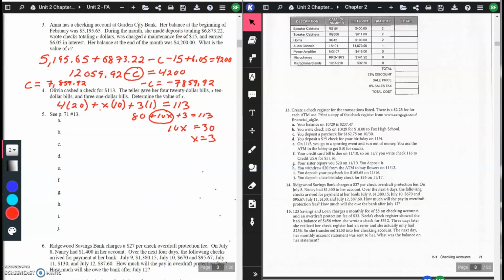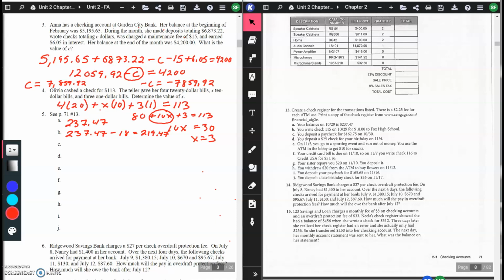So for part A, it says your balance on 10/29 is $237.47. So we're going to start with $237.47 for part A. Okay. Part B says you write a check on 10/29 for $18. Okay. So for that, you're going to do $237.47 minus $18 equals $219.47. Okay, you're keeping a running total in your check register.